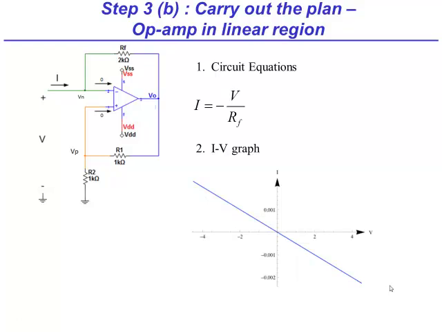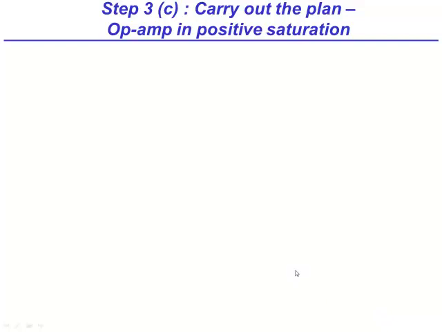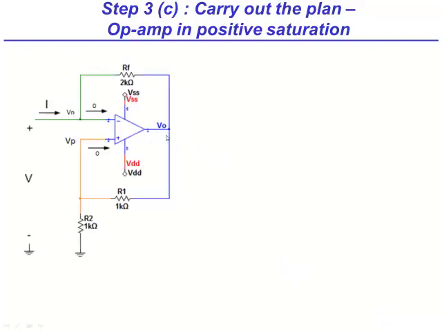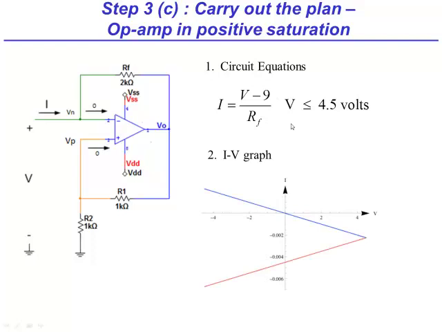To find that out, we use the saturation regions, starting with the positive saturation. In positive saturation, we know V out equals VDD when Vp is greater than or equal to Vn. Now, since we know I as a function of V out, we simply get I equals V minus 9 over RF. And since Vp is 1/2 of V out, which is 4.5 volts, and Vn equals V, we simply get the condition for positive saturation as V less than or equal to 4.5 volts. Plotting the function, note that for positive saturation, I is negative.